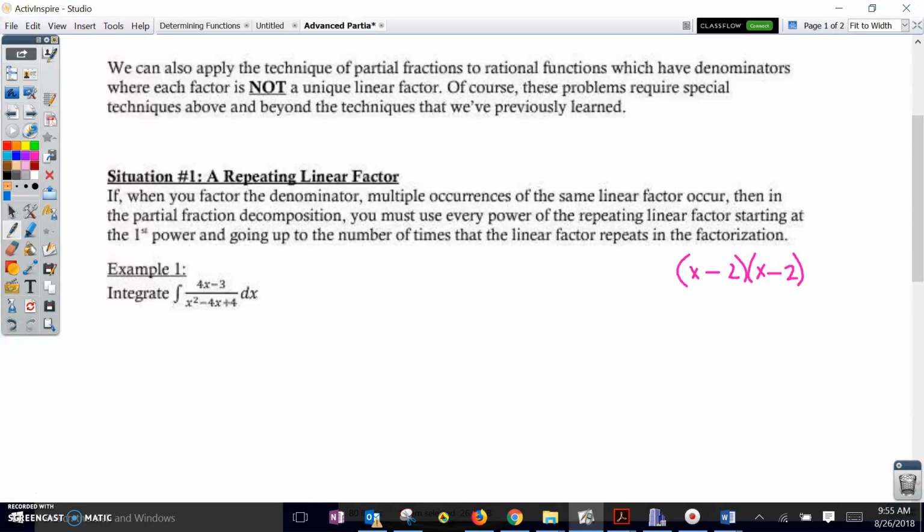Now, because of that, we can't simply split it into two fractions with denominators of x minus 2, because then we'll end up with the exact same results. So what we do, since this repeats twice, one of our denominators is going to be that factor raised to the second power, and the other denominator is going to be that factor raised to the first power.